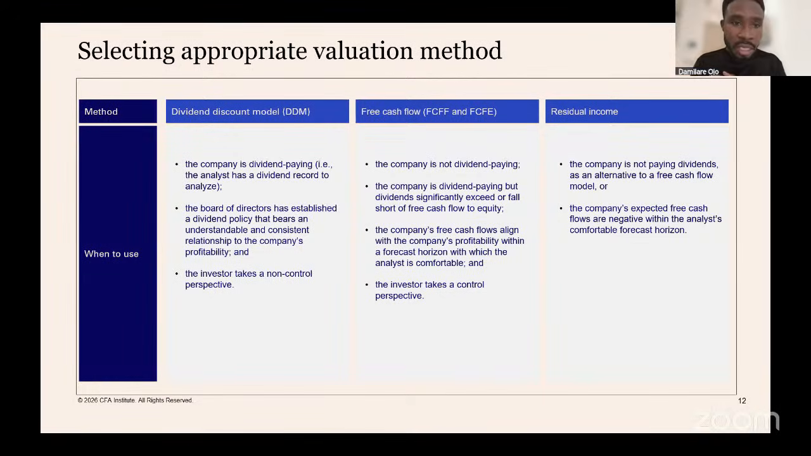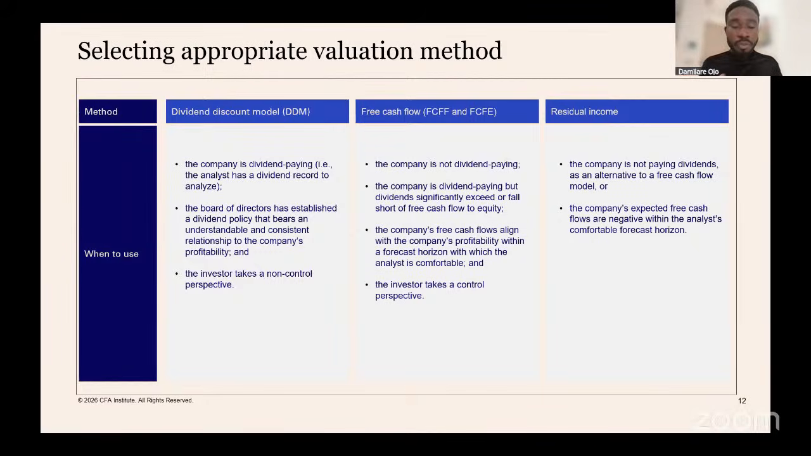When should you use DDM? When the company is paying dividend and the analyst has a dividend record to analyze. So you have historical dividends. The company has always paid dividend. And most importantly, second point, the board of directors has established a dividend policy that bears an understandable and consistent relationship to the company's profitability.